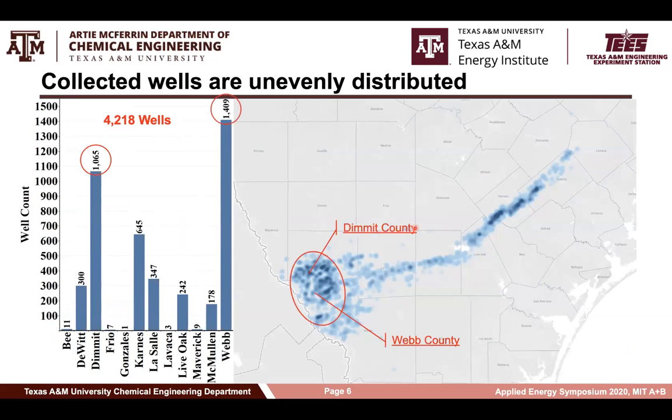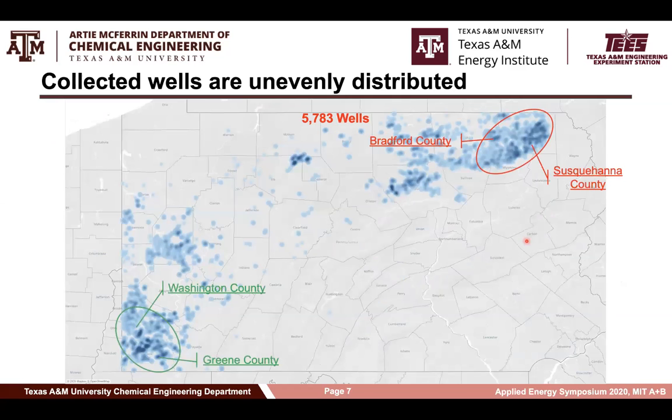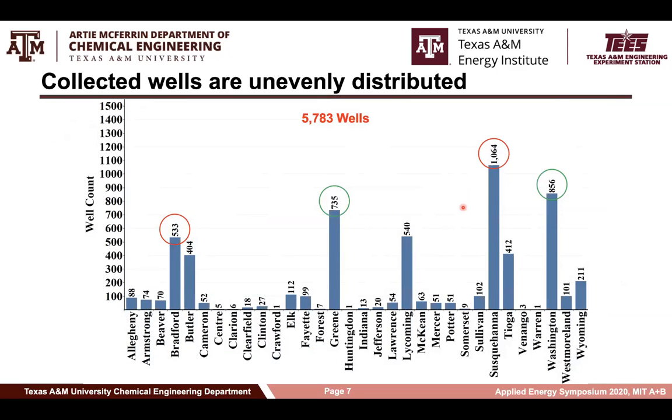As shown, more wells were drilled in the Webb and Dimmitt County in the southwest and the Karnes County in the northeast. Similarly, in the Marcellus Shale region in Pennsylvania, the wells are also unevenly distributed. And here are the numbers of the wells drilled among the 32 counties in Pennsylvania.